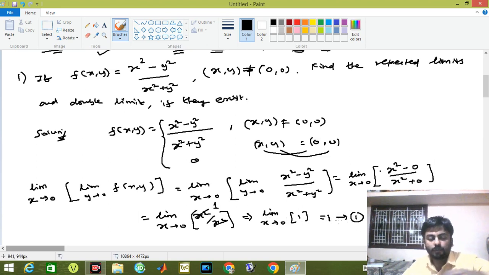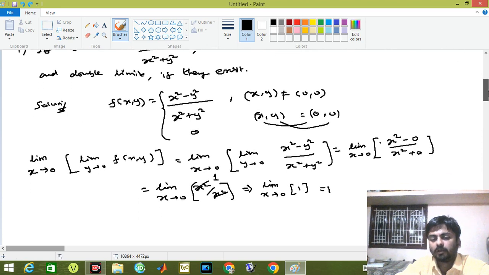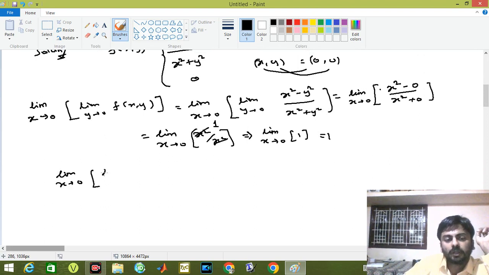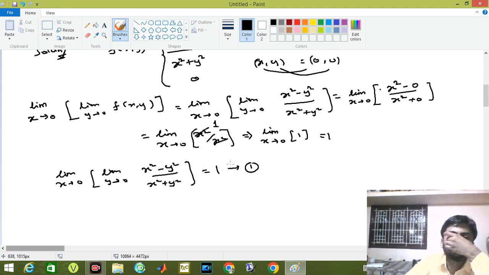This will be your equation 1. Or if possible, I shall write it separately. What is your left hand side? Limit x tends to 0, limit y tends to 0 of x square minus y square by x square plus y square equals 1. This is your equation 1.